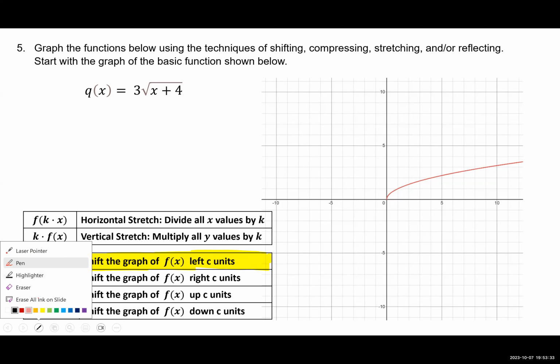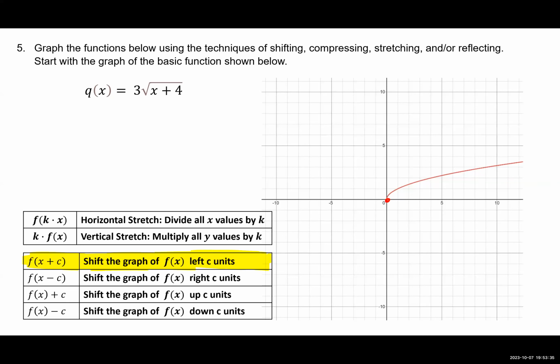As always, we're starting with the simplest version of this type of function. We get the point 0, 0. This is going on forever, and this is the graph of y equals the square root of x. Now we want 3 times the square root of x plus 4. Now we've got something new here. We've got stretching.